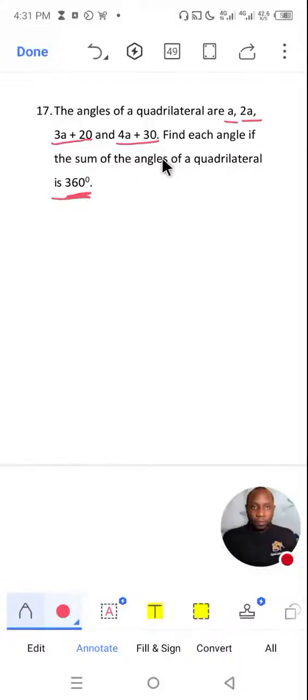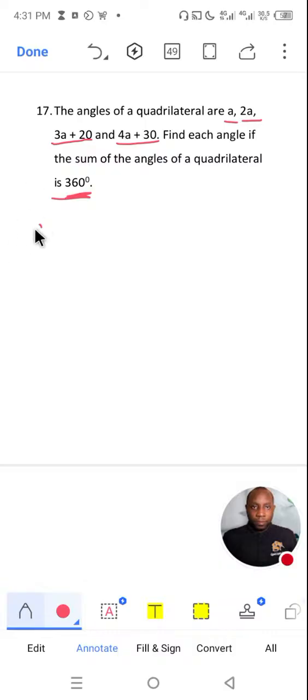Even this last sentence is not needed, because they will hardly tell you that the sum of angles in a quadrilateral is 360 degrees. Nobody is going to tell you that. So you should know that when you add all the angles in a quadrilateral, you are going to get 360 degrees. So what we're going to do is add all the angles and equate the sum to 360 degrees.